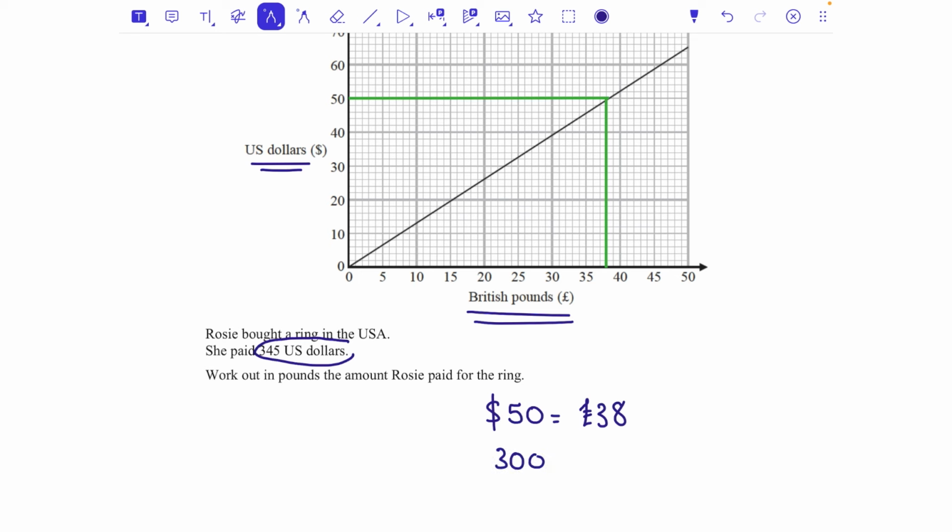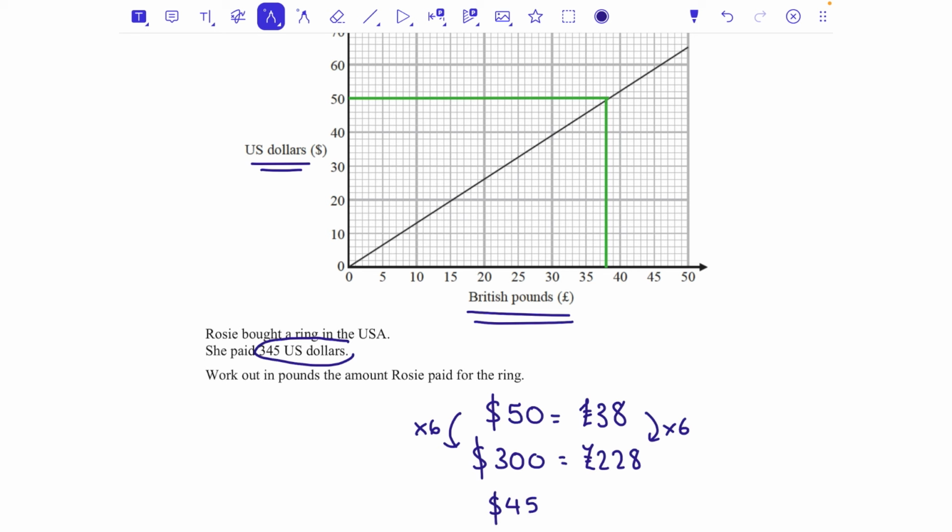Now, $300 would be 6 times bigger than that. So I'm going to do 38 times by 6 to find out how many pounds that would be worth. So times that by 6, 38 times 6 is £228. And now I just need to work out what $45 is.